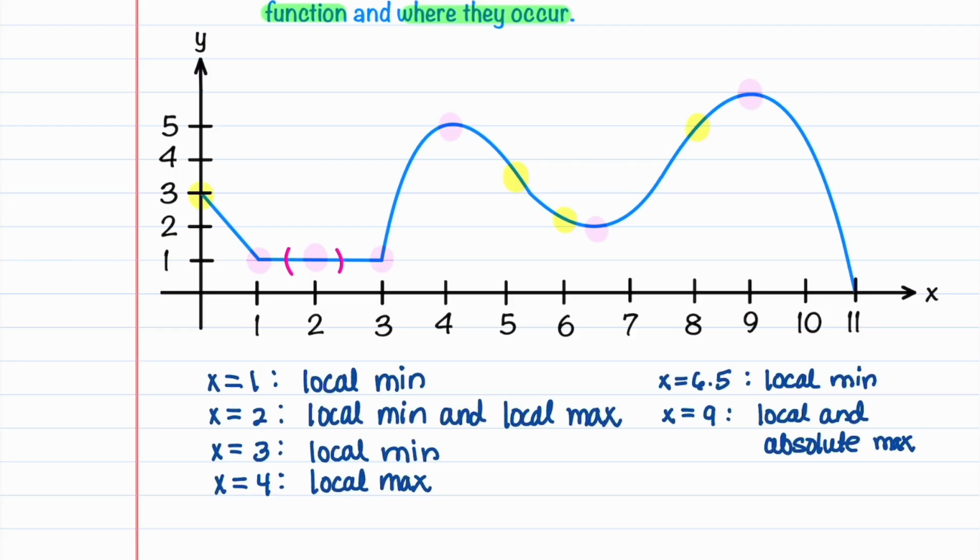Hang with me, we have 2 more points to go. When x is 10, we don't have a max or a min. And then now let's look at what happens when x is 11. Because that point is an endpoint, we cannot have a local min, but we can have an absolute min. And if you look at all the values of our function, when x is 11, that is the smallest value. So we're going to say that at x is equal to 11, we have an absolute min.